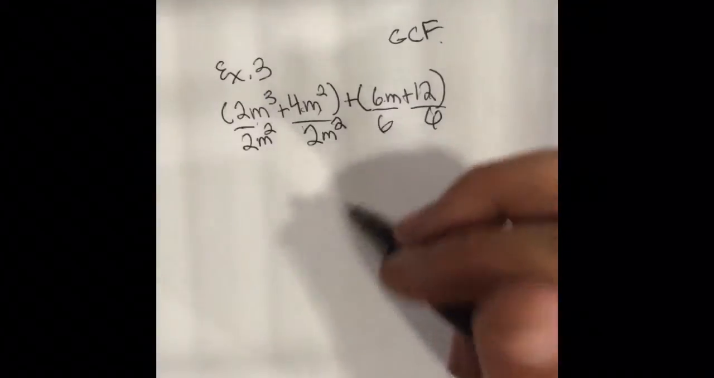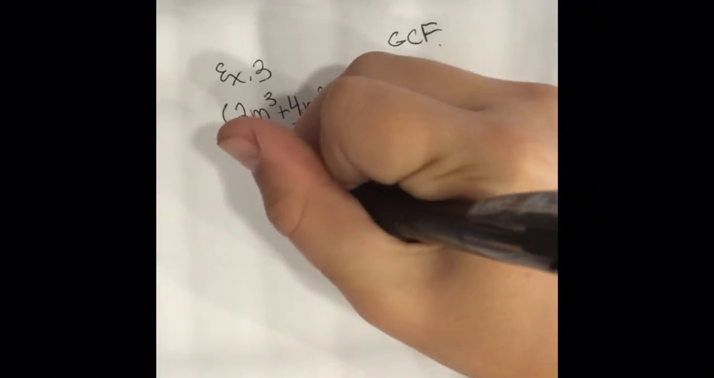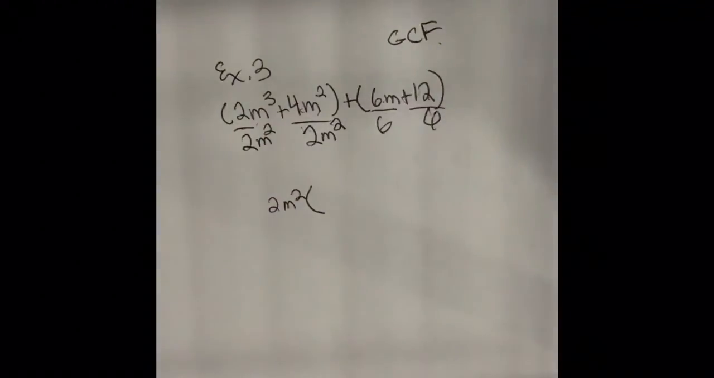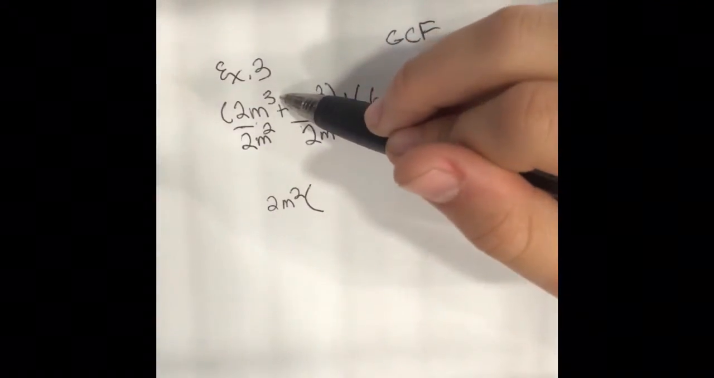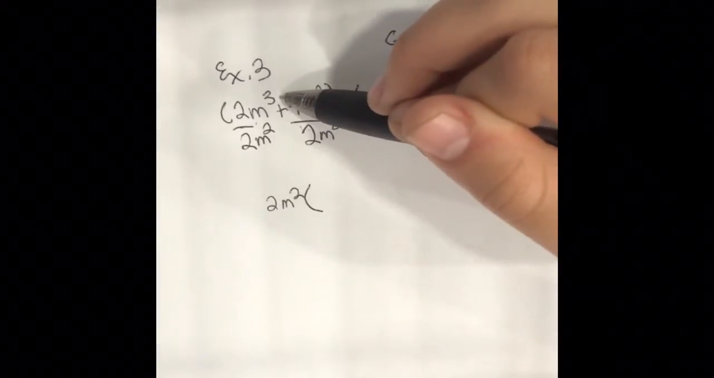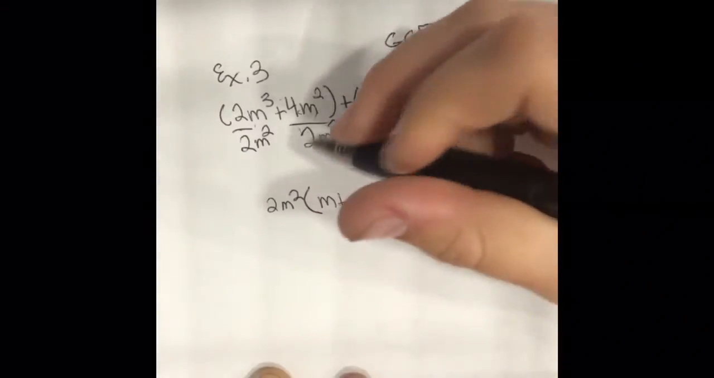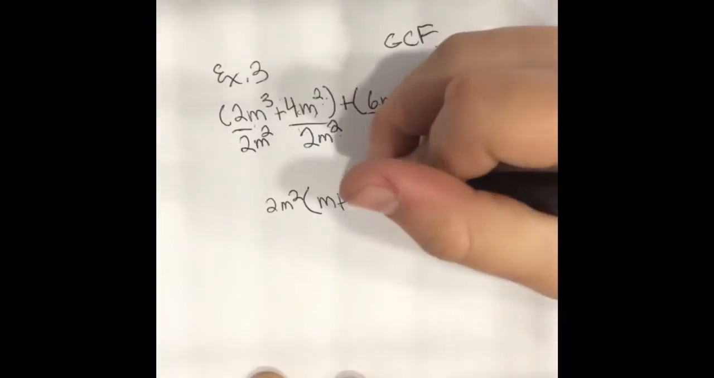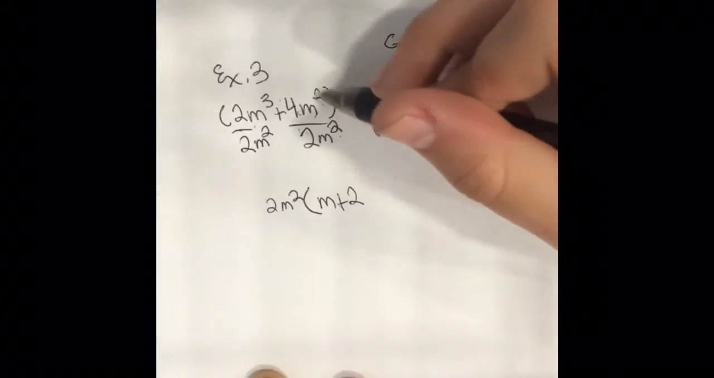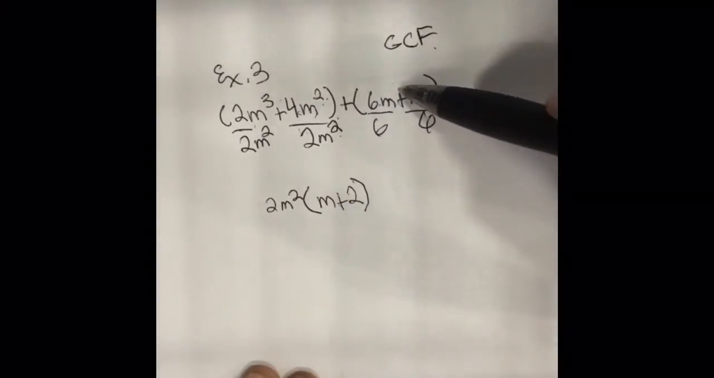For step number 2, you just put the greatest common factor in front. So 2m to the 2nd, parentheses, and 2m to the 3rd divided by 2m to the 2nd would give you m, plus 4m squared divided by 2m squared would give you 2, because these 2's both cancel, which should result in no variable after the 2. And now we're on our second portion of the problem.